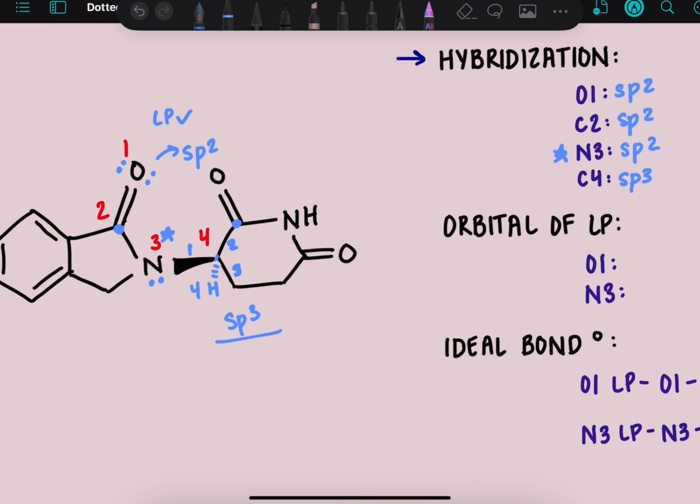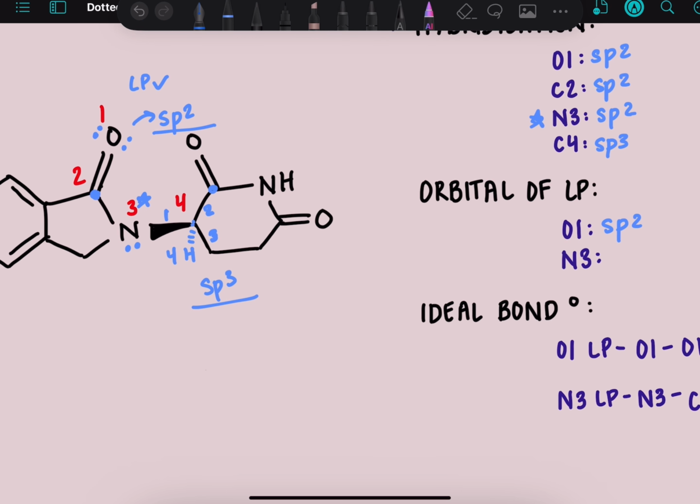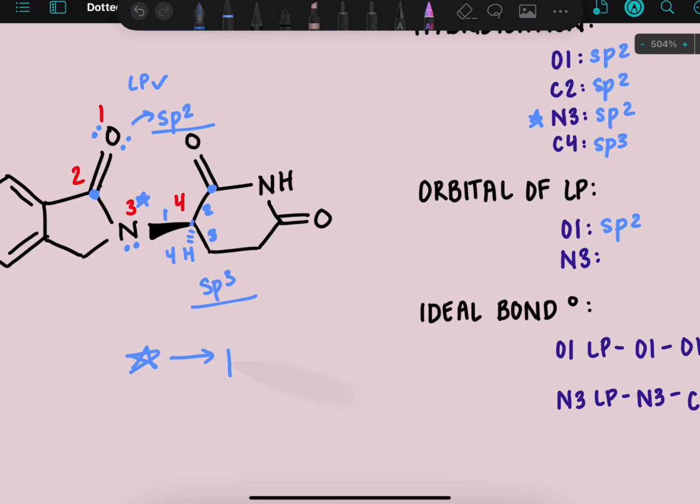Now, the only special case that we've had was N3, right? So O1 did not undergo any change in hybridization. It stayed sp2. So the orbital of the lone pair would be sp2 because it's not a special case. What about N3? Well, N3 is a special case. So whenever we have special cases, the pattern that I've picked up, again, may not work for every single problem, but the ones that I did encounter really worked well with this pattern. So again, in special cases, the orbital of the lone pair will always be in P.